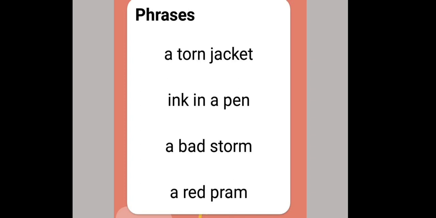Remember, when "a" is on its own, it makes the sound "uh". And we have a. The next word says red. The next word says pram. Now let's put the words together to read the sentence. A red pram.